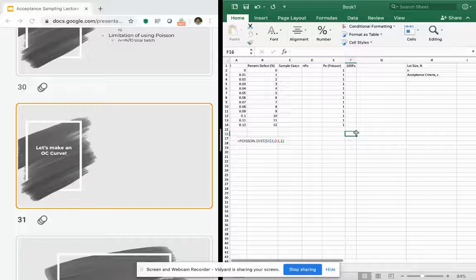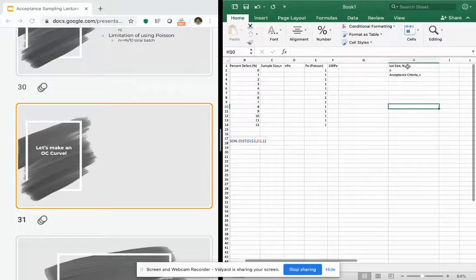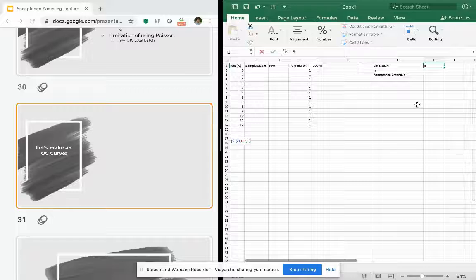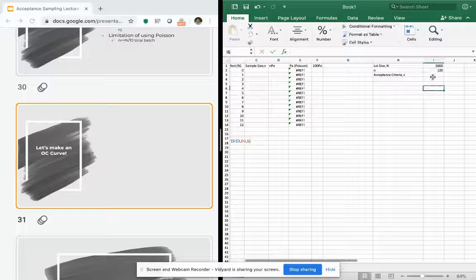Before we start, we want to know what exactly our sampling plan is. So I have these three headers over here: lot size, sample size, and the acceptance criteria. So let's consider a lot size of 5,000. And from that 5,000, let's say we are collecting 120 samples from the batch. And our acceptance criteria can be 2.